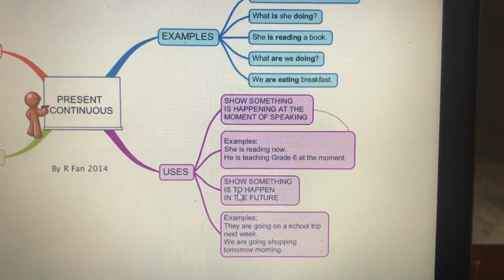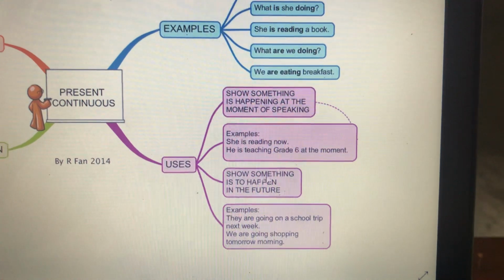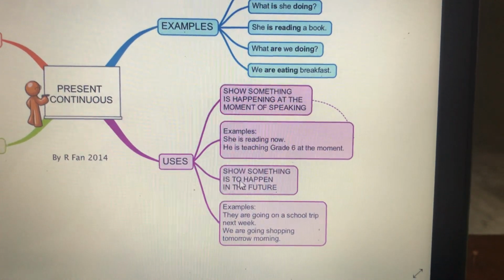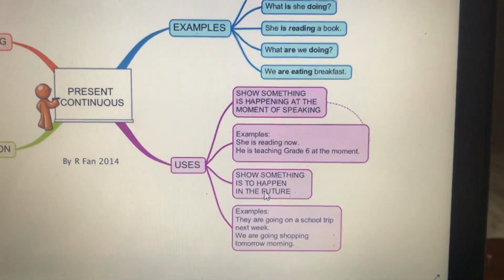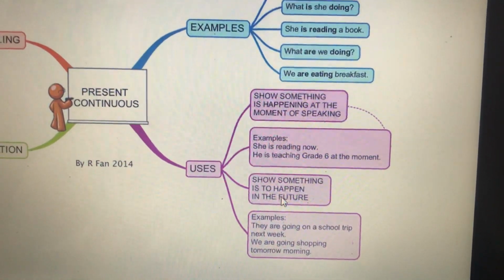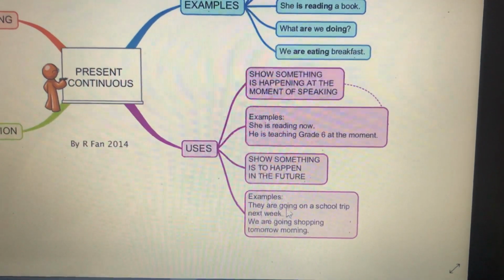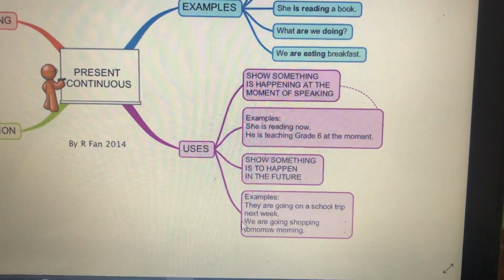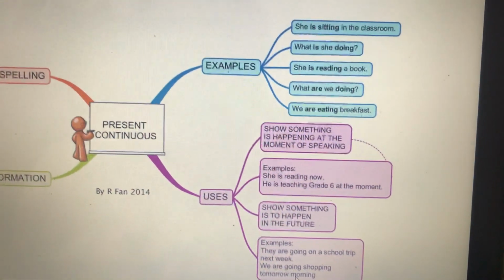Another use or another function for the present continuous, it shows something that is going to happen in the future. So this is the future plan or plans for future. Examples: they are going on a school trip next week. We are going shopping tomorrow morning.